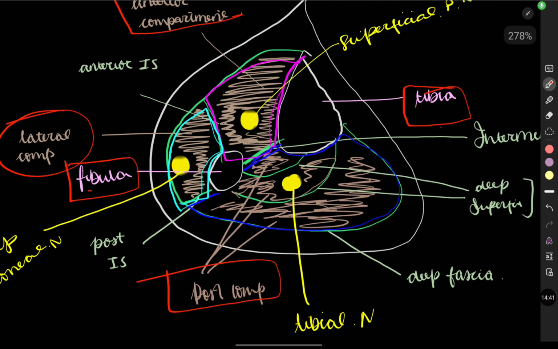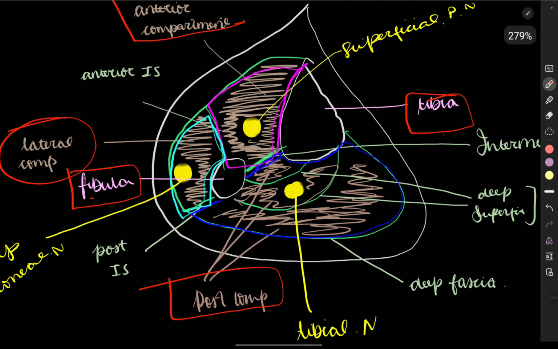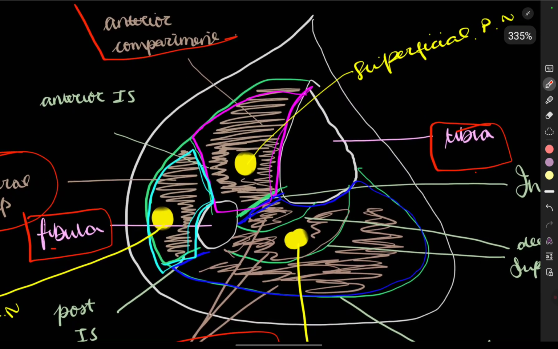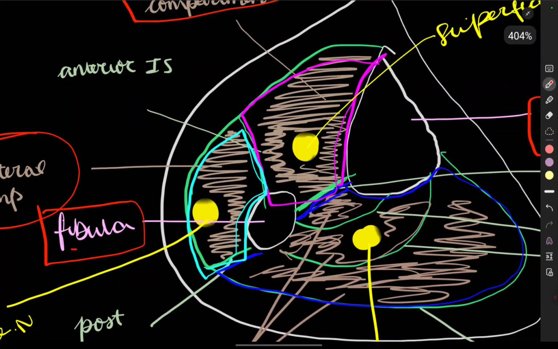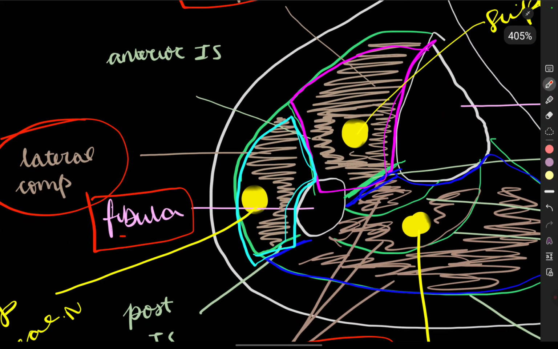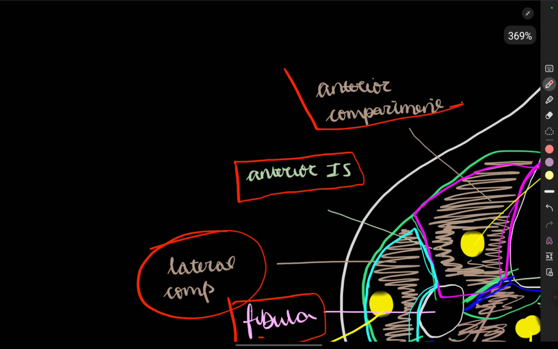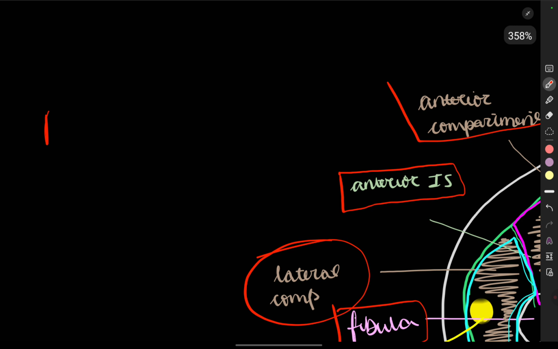So we have the anterior compartment, lateral compartment, and the posterior compartment, lateral near the fibula. See, the anterior compartment is separated from the lateral compartment by which septum? The anterior intermuscular septum. Let us clearly write here: the anterior compartment is separated from the lateral compartment by the anterior intermuscular septum.